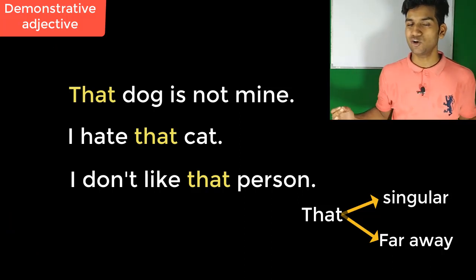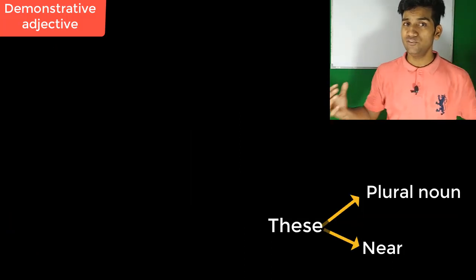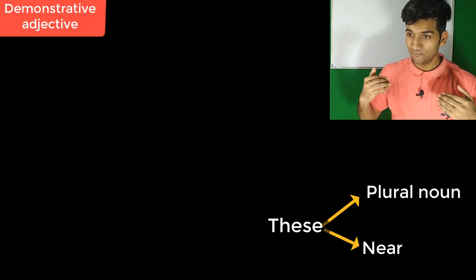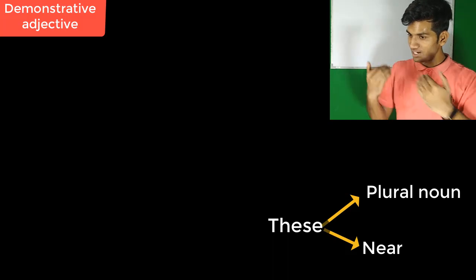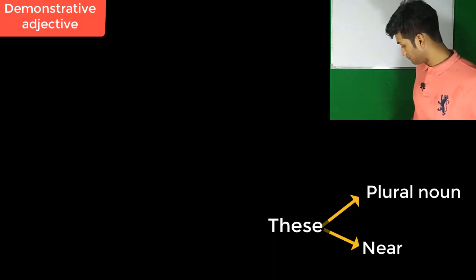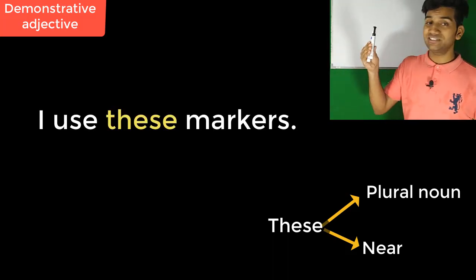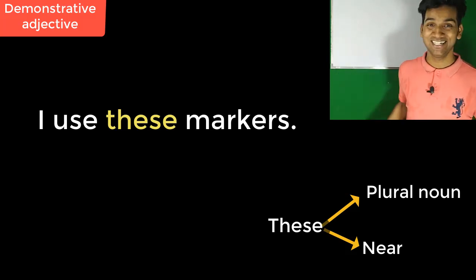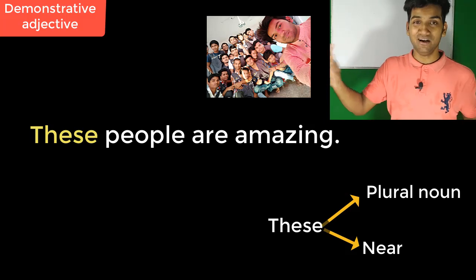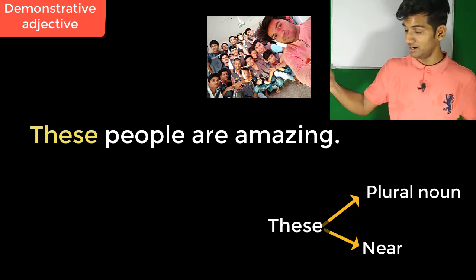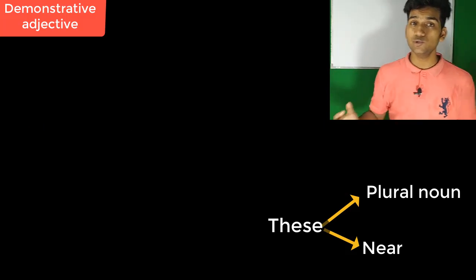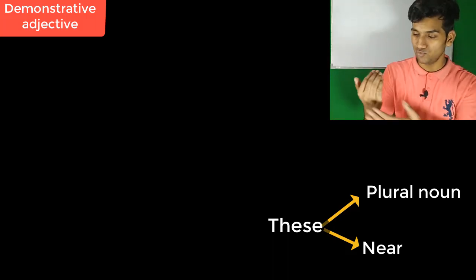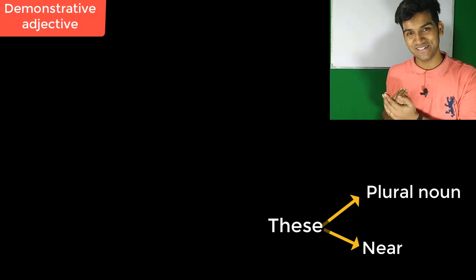Now let us talk about these. We use these to indicate a plural noun which is very close to us. For example, I use these markers. These markers do not work, and that's true. These people are amazing. So we use these to indicate a plural noun which is close to us.